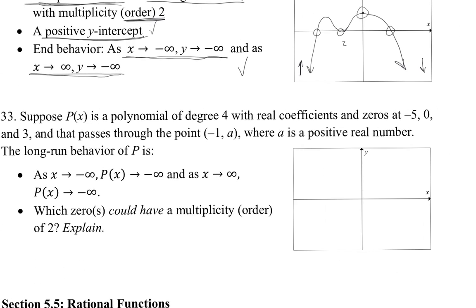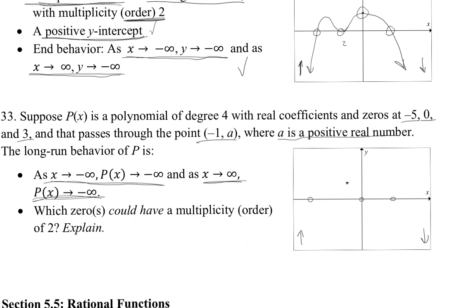Moving on to 33, we're given information about where zeros are: -5, 0, and 3. So we know we'll have a zero here, and we estimate our other 2. The graph passes through the point (-1, a). So at around -1, we'll have some value a. I'll sketch this point, where a is a positive real number. And we know that our end behavior is that as x goes to negative infinity, p of x goes to negative infinity. And as x goes to positive infinity, p of x will also decrease. So again, like the last time, we know we're going to go like this.